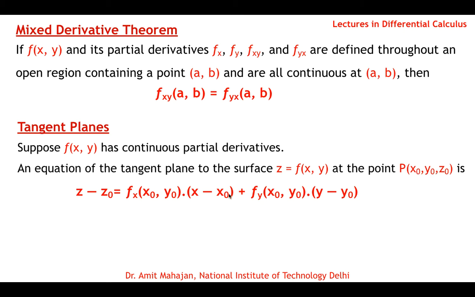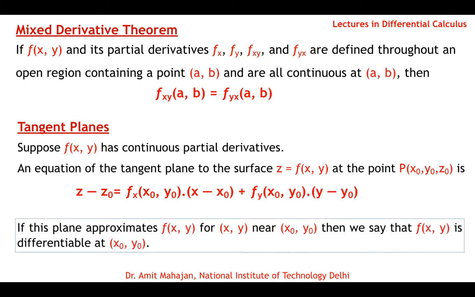When we talk about differentiability, we say that if the tangent plane approximates the function value on the surface for all xy points near x naught y naught, then we say that the function is differentiable at x naught y naught. So if the function values on the surface can be approximated by the tangent plane for points near the point where the tangent plane is drawn, then the function is differentiable. Remember here z is f of xy and z naught is the function value at x naught y naught, so z naught is f of x naught y naught.